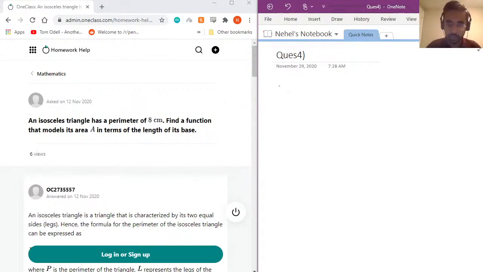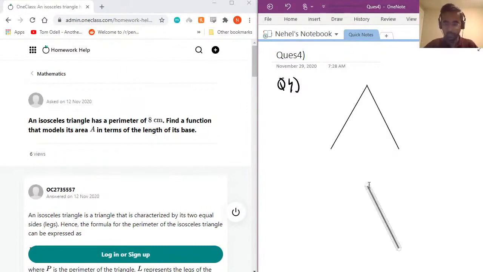So what the question is asking us to do is, we have an isosceles triangle. Let me just use my draw tool, this tool. And that will hopefully help you understand what an isosceles triangle is as well.